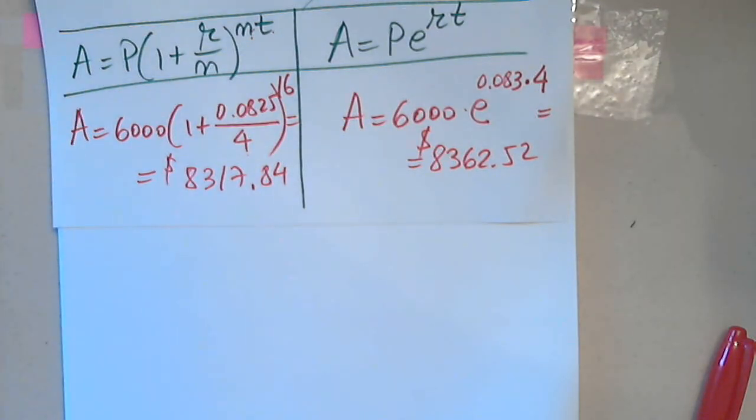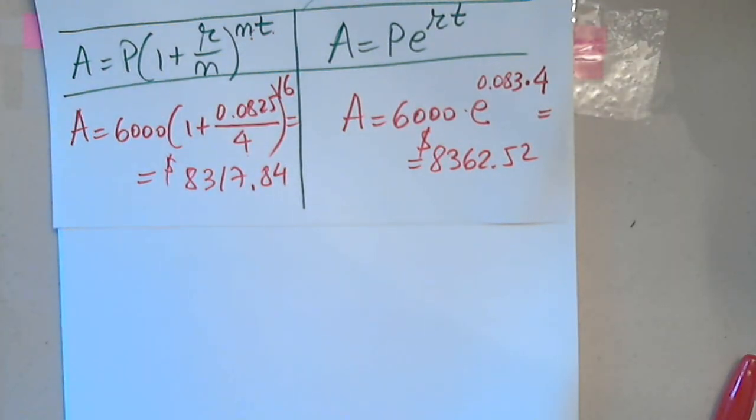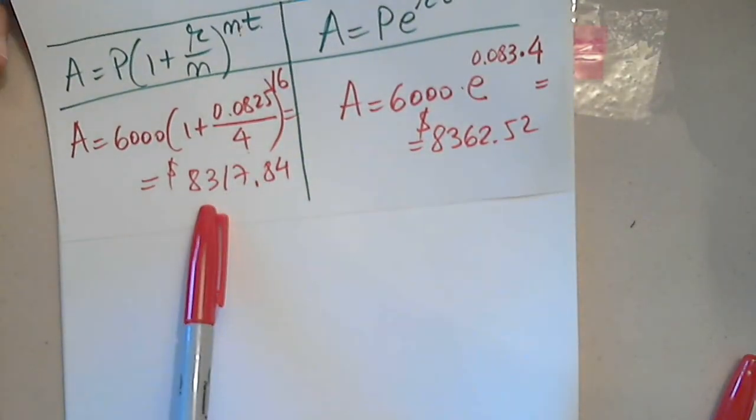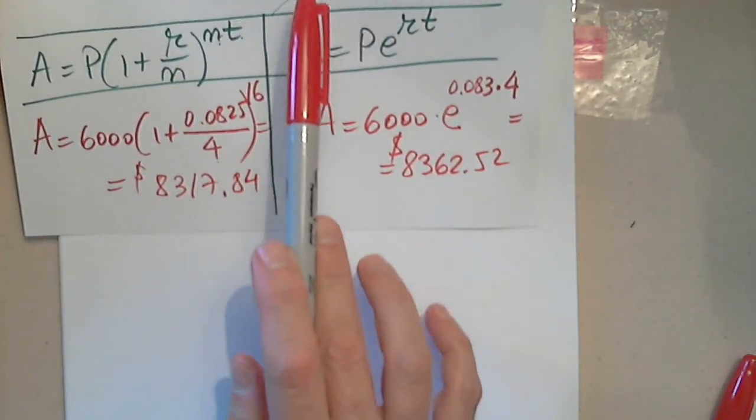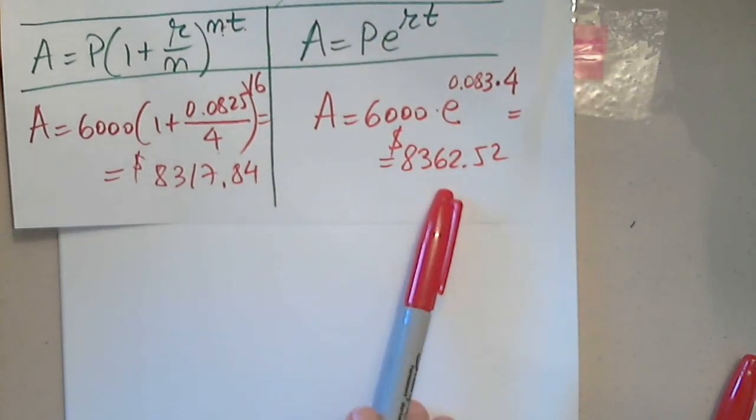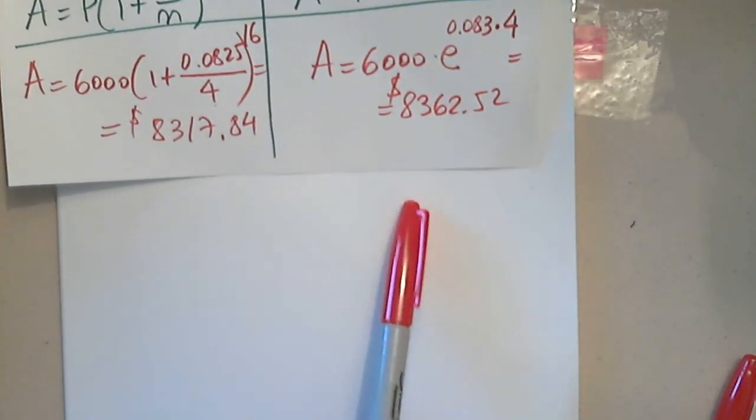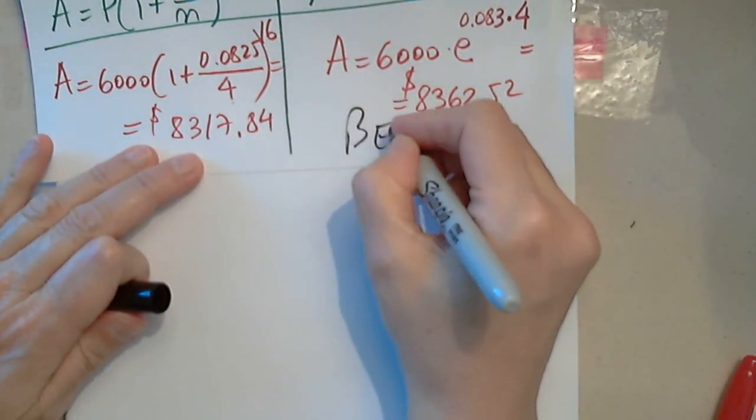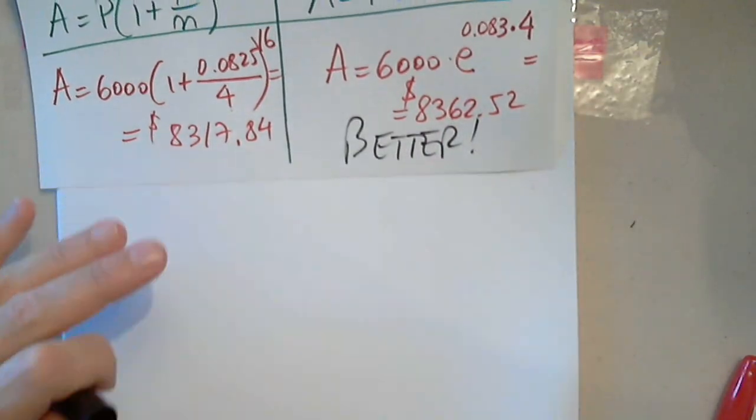So now we compare. Which one do you prefer? The 8.25% compounded quarterly or 8.3% compounded continuously? Which one is better for us? Continuously. Continuously is better for us.